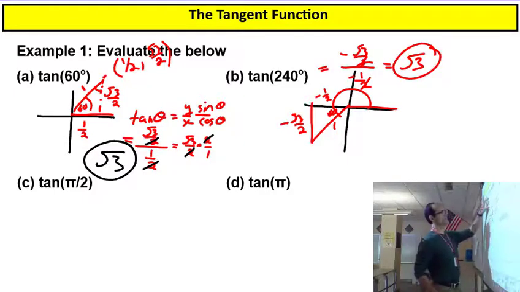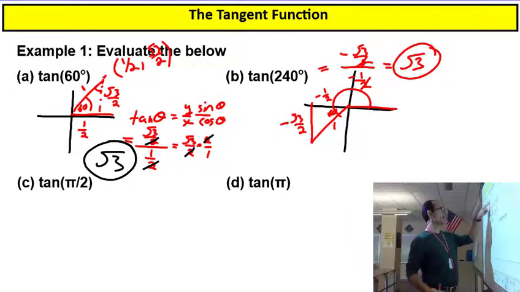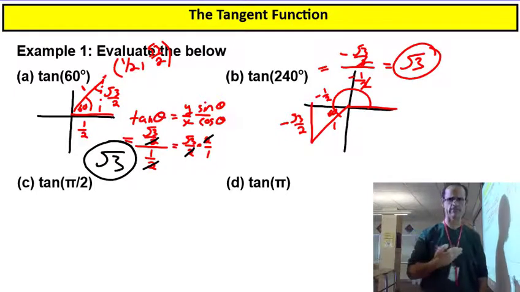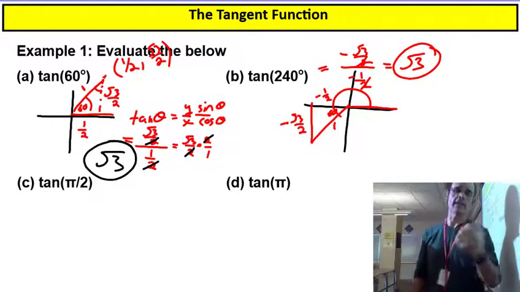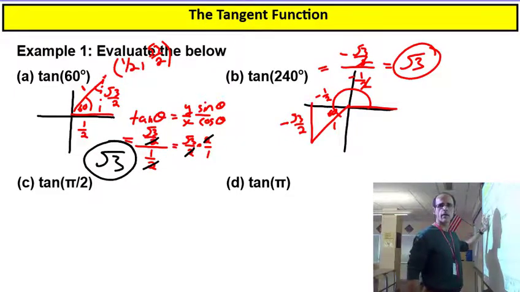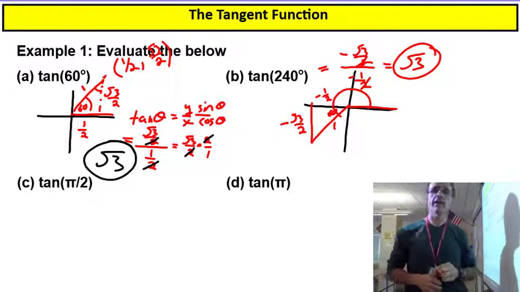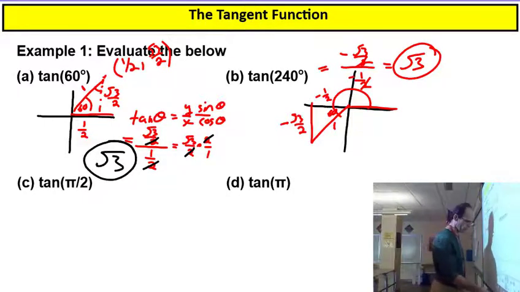The tangent is positive here because remember, you're dividing y and x. So if y and x are positive, a positive divided by a positive is a positive. If you divide a negative and a negative, which is quadrant 3, it's also going to be positive because a negative divided by a negative is positive. In quadrant 2 and 4, tangent's going to be negative.